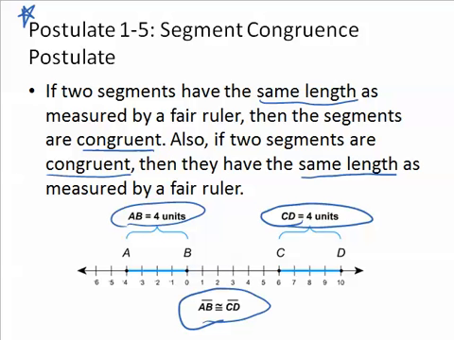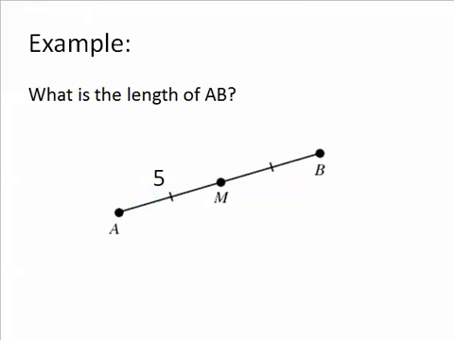Okay, so now let's run through some examples together. It says, what is the length of AB? Well, we have a thing that we just learned. We have these tick marks. We have this tick mark and this tick mark. So if from A to M is 5, then from M to B also has to be 5. We want to know the length of AB, so we want to know the length all the way here. Well, what do we use? We just use our segment addition postulate, and we add those two things together.